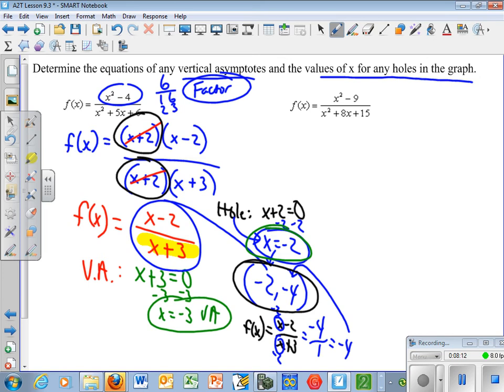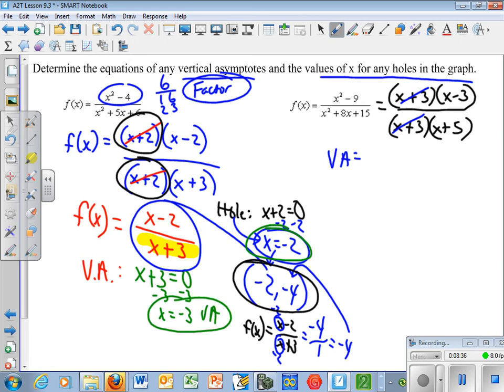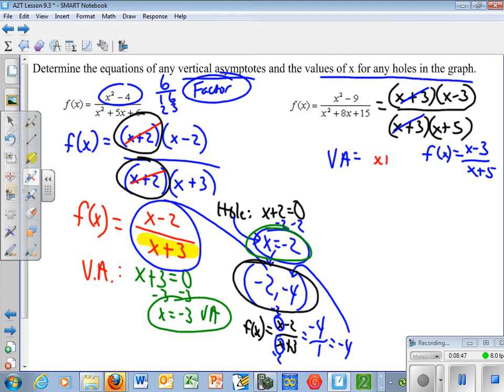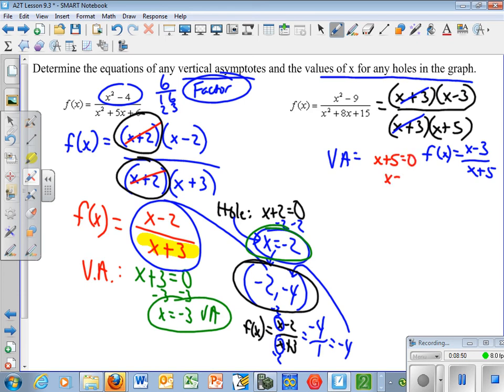Similar one here on the next example. We're going to factor this. Difference of two squares on top, x plus 3, x minus 3. On the bottom, trinomial factoring. I want two factors of 15 that add to 8, which would be 3 and 5, both positive. These two factors cancel. We'll do vertical asymptote first. So the simplified expression is f of x equals x minus 3 all over x plus 5. To find the vertical asymptote, we want to set the denominator equal to 0 and see what makes it undefined. So it would occur at x equals negative 5 for my vertical asymptote.